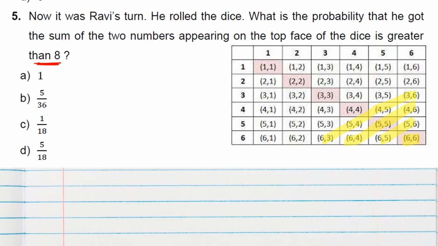Okay, so 10 by 36. If we cancel this, we can write 5 by 18, which is option D. I hope you understood this dice problem.